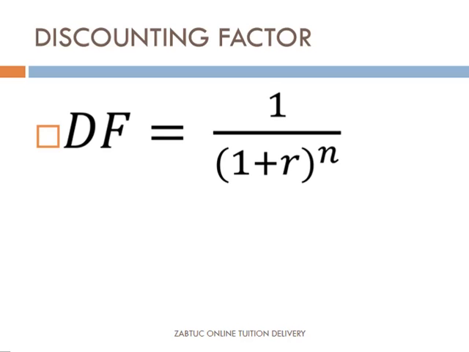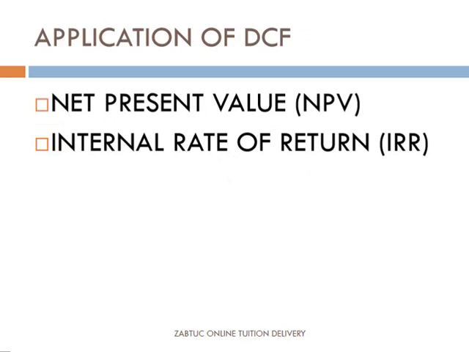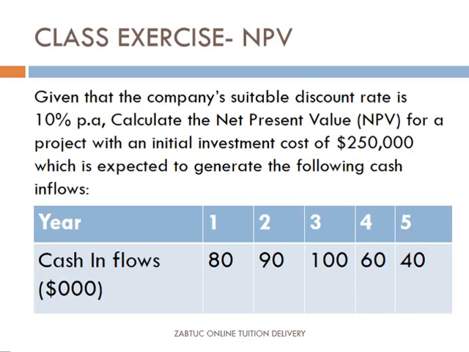Now, having looked at what discounting is and what a discount factor is, we come to two methods. There are two methods which apply the discount factor technique. What are these two methods? It's the net present value and the internal rate of return. So now we are going to take our first example. This first example will involve calculating the net present value method. To do so, we have a question here.